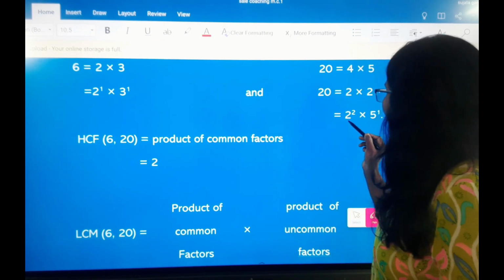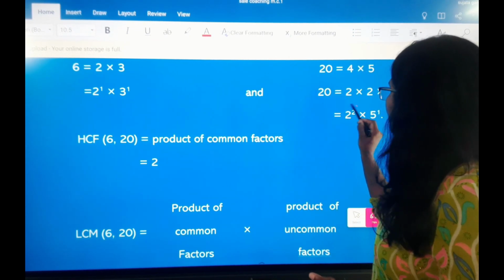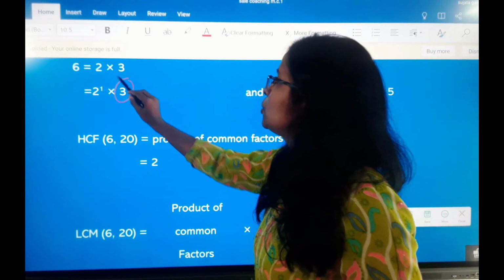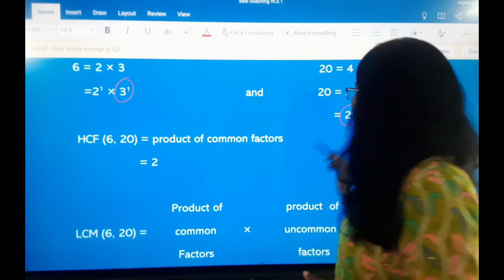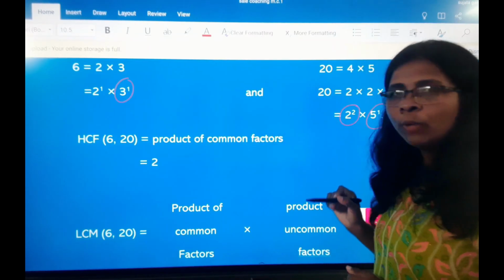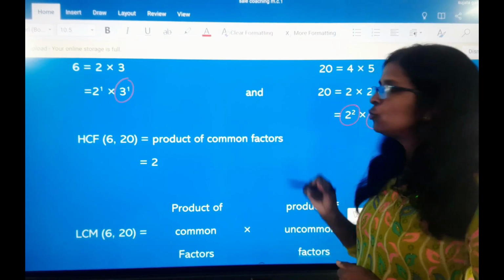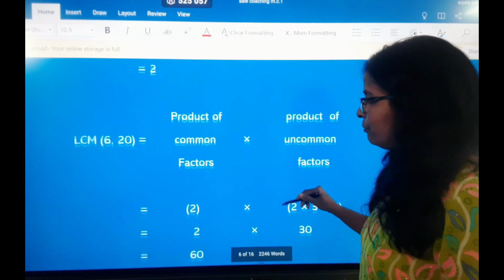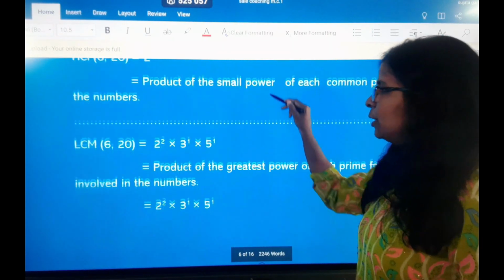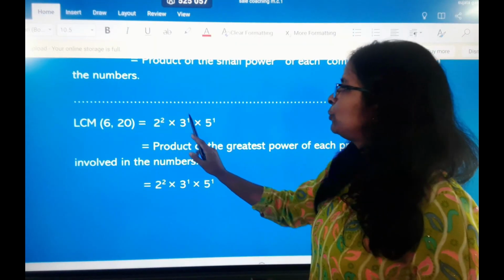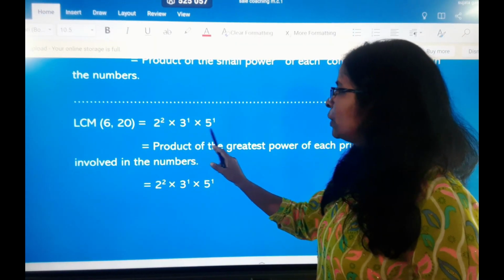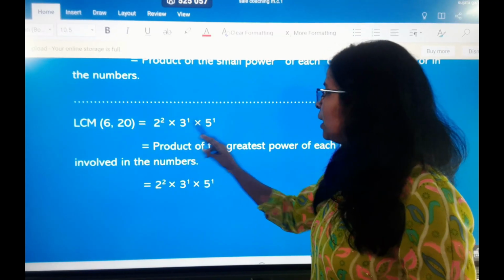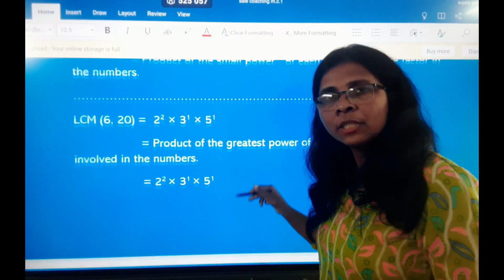So here square of 2. This is square of 2. The highest power of 3 is 3 raised to 1, and of 5 it is 5 raised to 1. So square of 2, 3 raised to 1 and 5 raised to 1. That means the product of these: square of 2 is 4, 4 3s are 12 and 12 5s are 60.